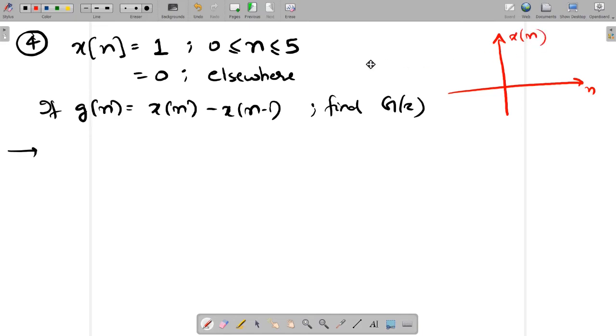They are saying x of n is equal to 1 for what values of n? 0 to 5. So, I will have values 0, 1, 2, 3, 4, 5. What are the values of x of n? It is 1 throughout, and 0 elsewhere. So, all of the rest is 0. What are they saying? They are saying that g of n is equal to x of n minus x of n minus 1.